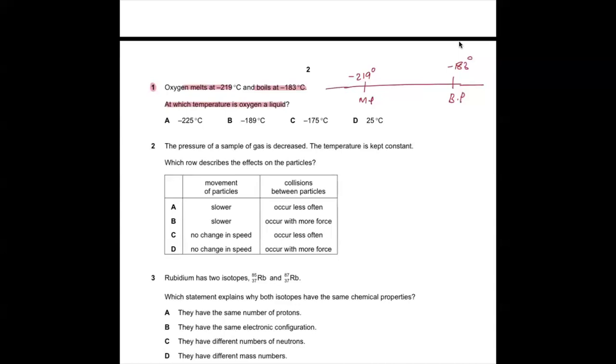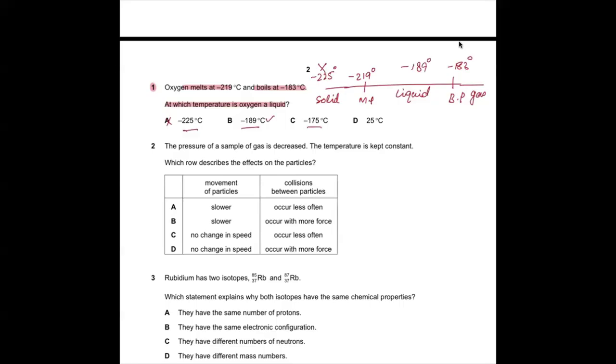Below the melting point, the oxygen is solid. Between the melting and boiling point, the oxygen is liquid. And above the boiling point, it's a gas. So the temperature which lies between minus 219 and minus 183 is where oxygen is liquid. Minus 225 is obviously going to be below, so it's a solid. A is wrong.